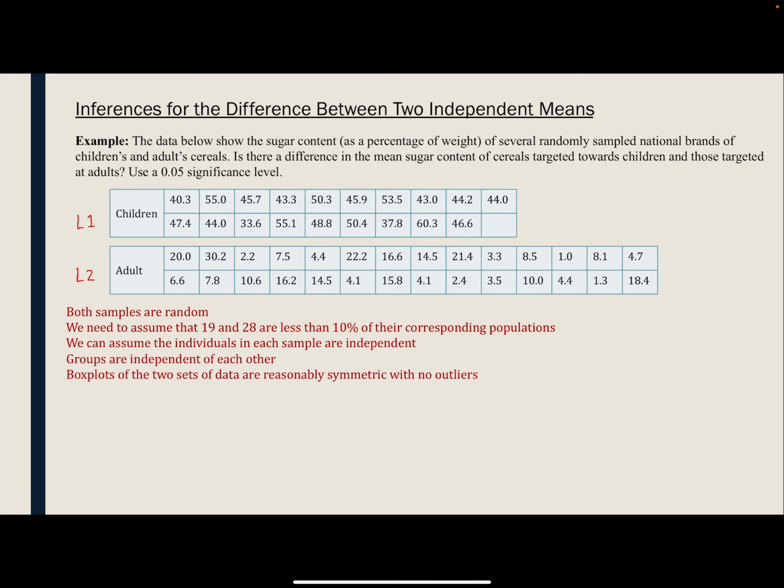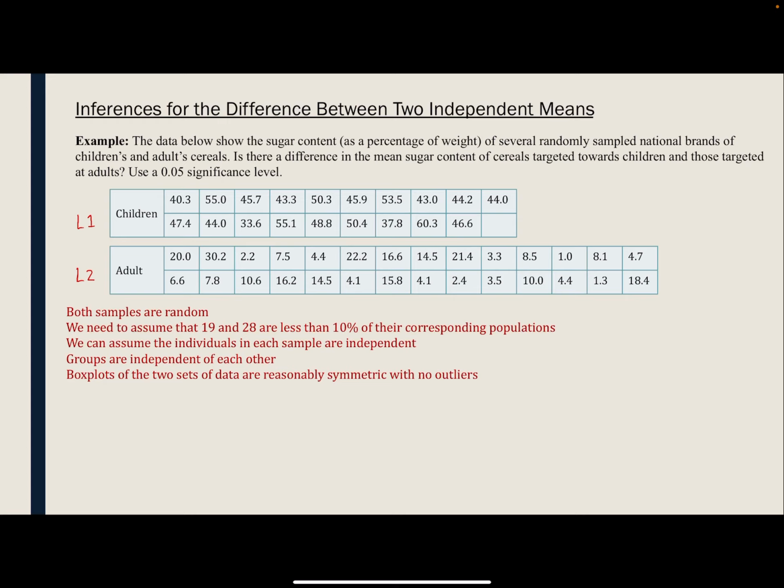Both samples are random. 19 and 28, we need to assume that that's less than 10% of the corresponding populations, which would be the population of all cereals marketed towards children versus all cereals marketed towards adults. I should know how much cereal is out there, but I really don't. So then we can assume that the individuals within each sample are independent.